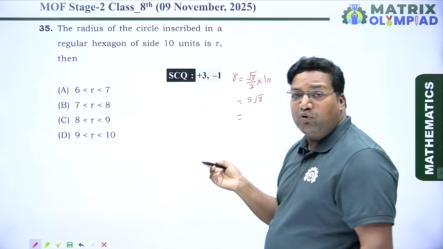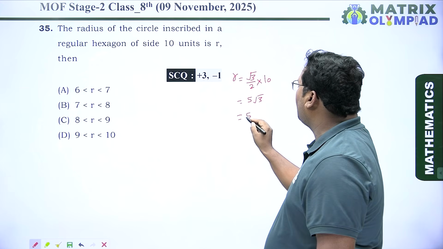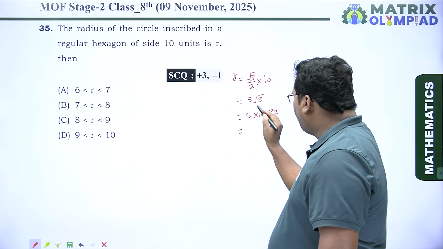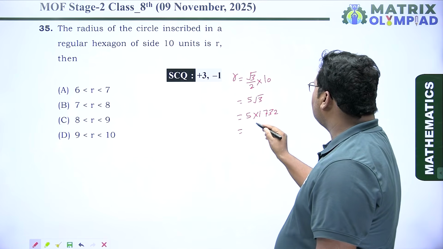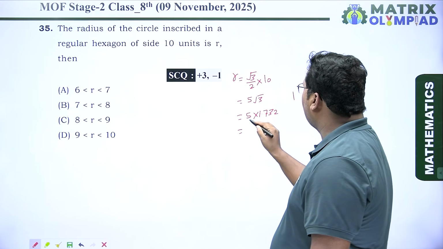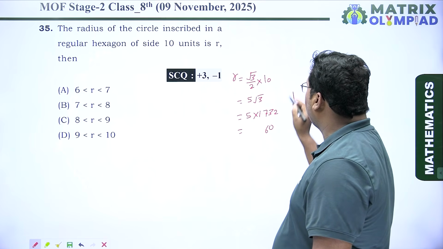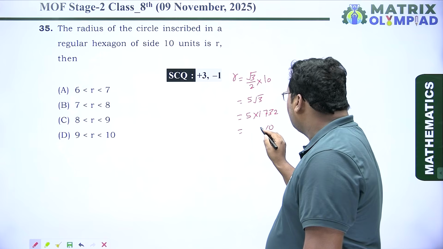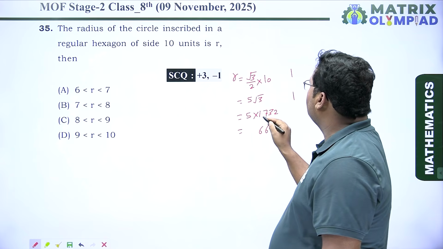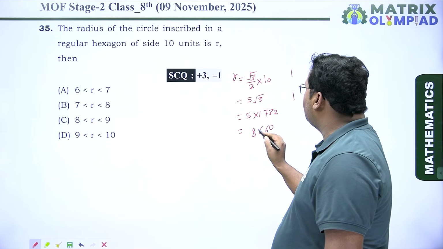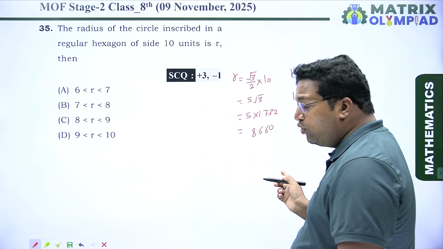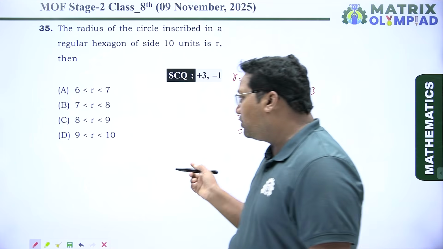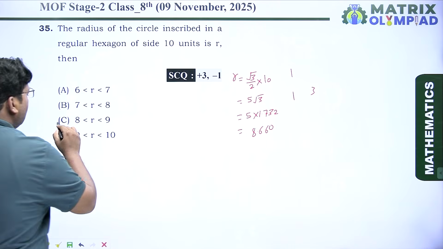And now we have to put the value of √3. √3 value is 1.732. So we get the value of radius as 5 times 1.732. 5 2s are 10, carry 1, 5 3s are 15 plus 1 is 16, carry 1, 5 7s are 35, 35 plus 1 is 36, carry 3, 5 1s are 5, 5 plus 3 is 8. So it is 8.660, which is in between 8 to 9. So it means option C is the right answer.